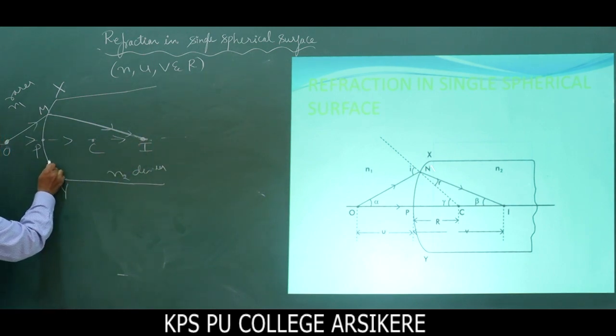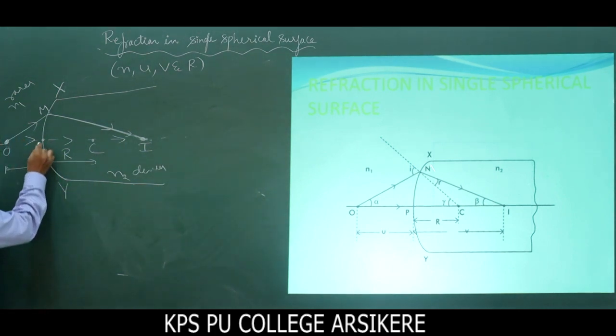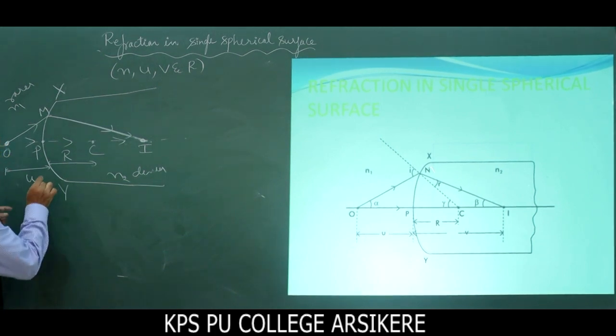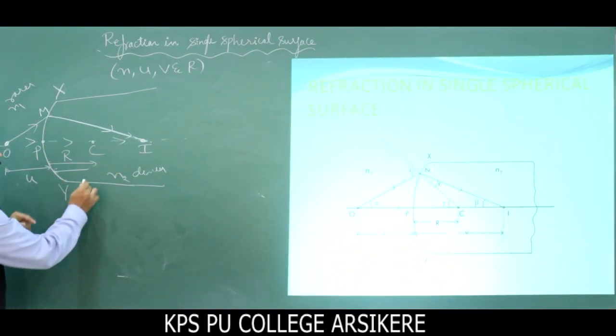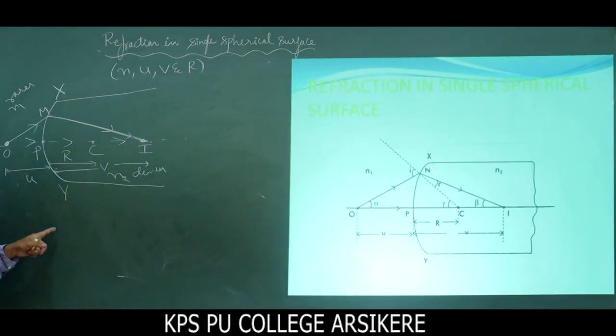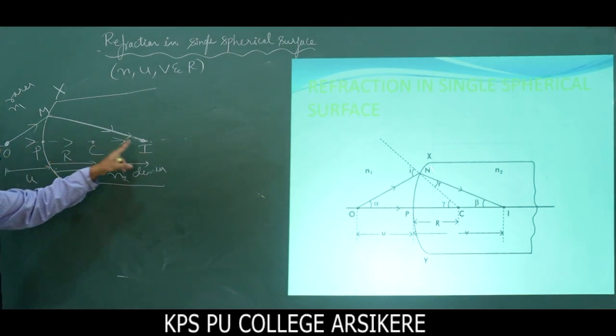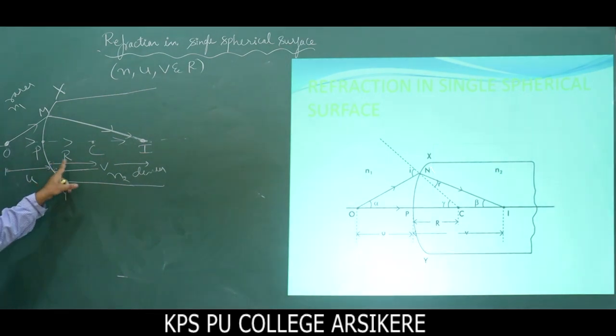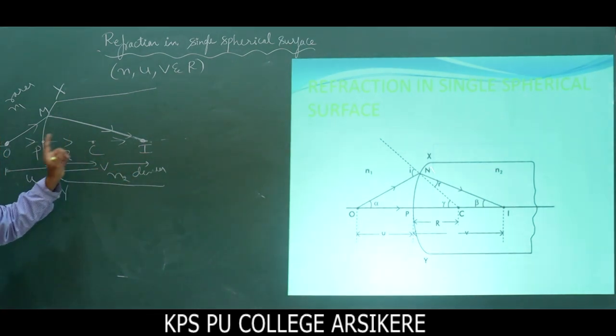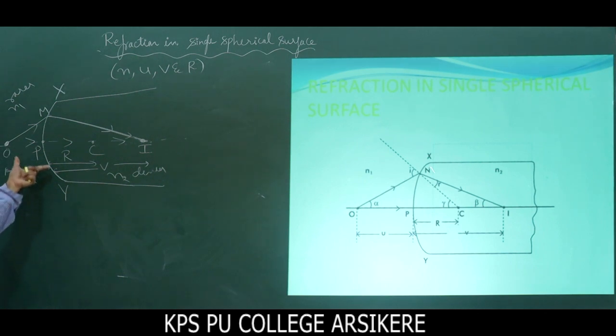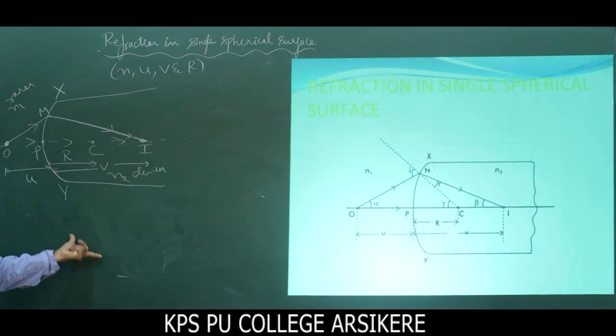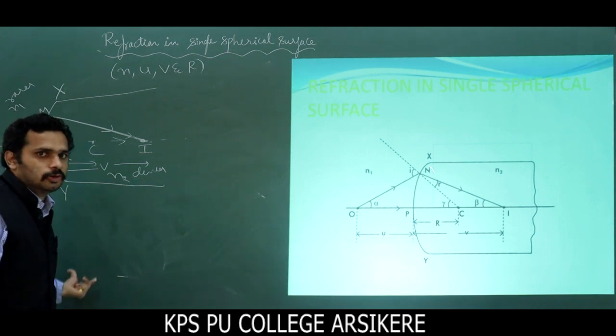Now the distance from the pole to the center of curvature is R. What is R? The radius of curvature. The distance from the pole to the place of the object is called U. What is U? Object distance. The distance from the pole to the place of the image is called image distance. Got it? Here O is the real object, I is the real image, U is the object distance, V is the image distance, R is the radius of curvature. You have to write that in this figure: U object distance, V image distance, R radius of curvature.